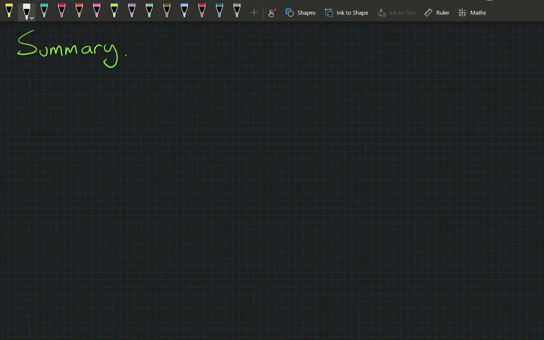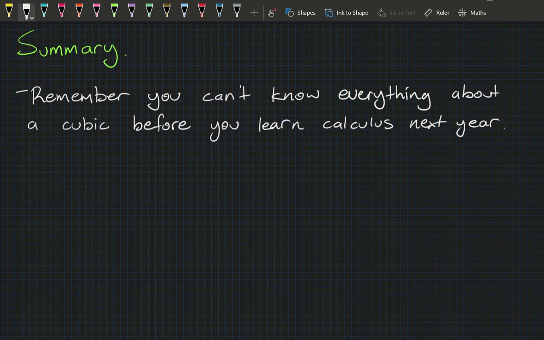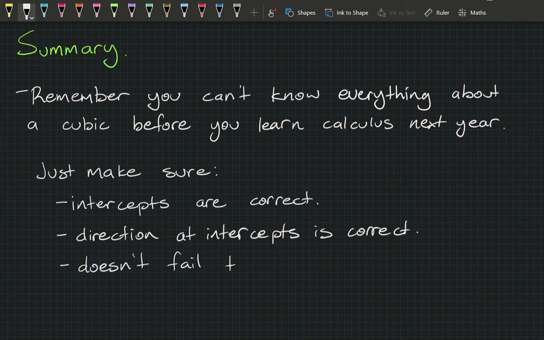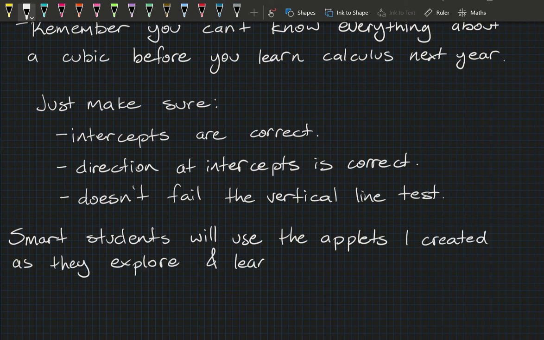So as we finish this lesson off, it's important that you remember that you can't know everything about a cubic before you learn calculus next year. However, you just need to make sure that the intercepts are correct, the direction at the intercepts is also correct, and that it doesn't fail the vertical line test. I also believe that smart students will use the applets that I've created for this lesson as you try to explore and learn everything about a cubic.